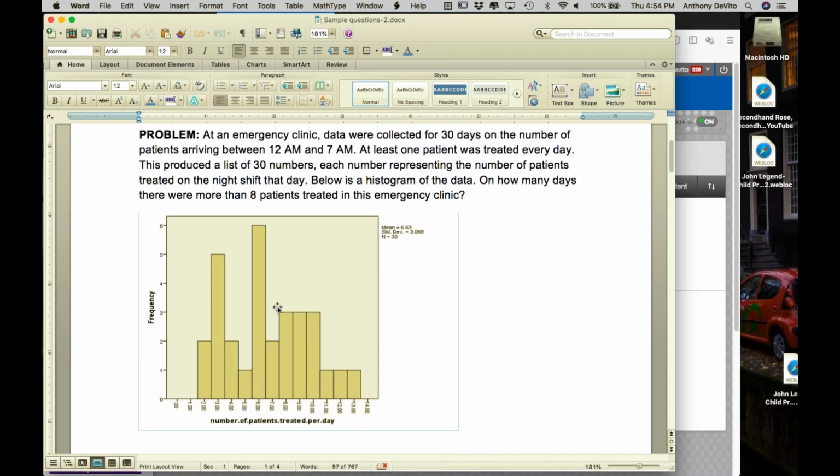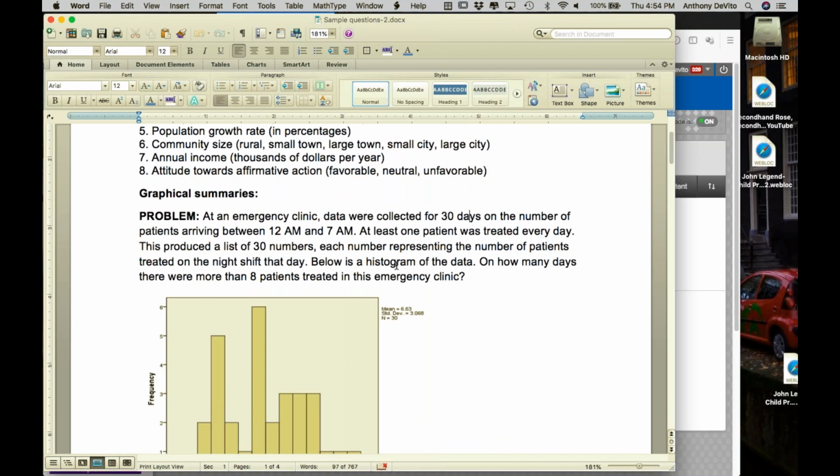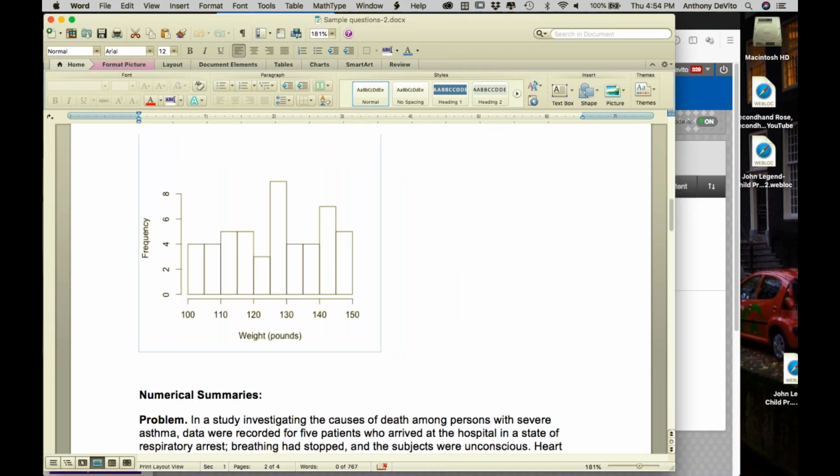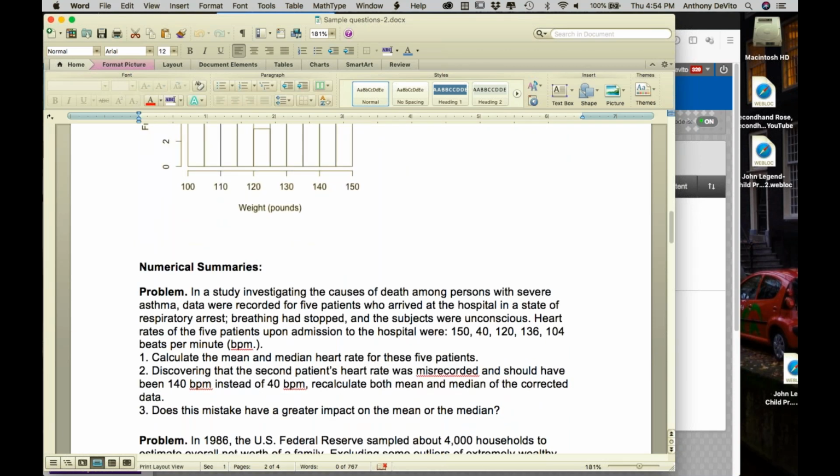Okay, so at least one patient. On how many days were there more than 8 patients treated in this emergency room? Let's see, 7, 8. How many days did they have more than 8? This is 8 here. More than 8 would be 9, 10, 11. This represents 2 nights, this represents 3 nights, 3 nights. That's 6, 7, 8, 9 nights. So if I ask what percentage of the nights had more than 8 patients, it would be 9 over 30. In fact, let's see if we ask that. We don't actually ask that.